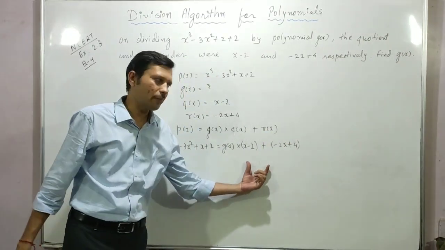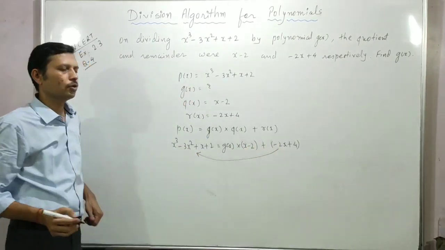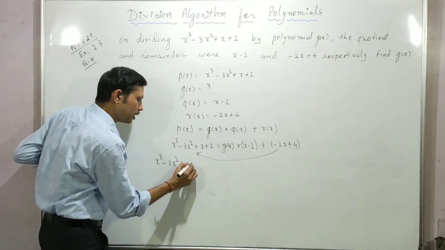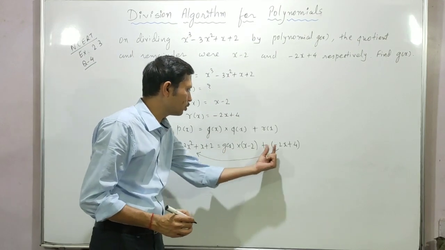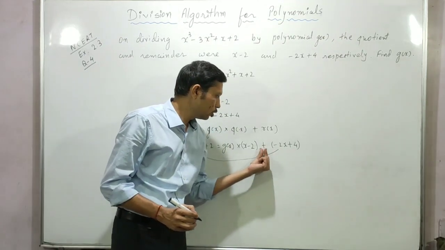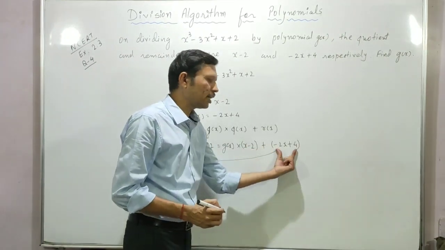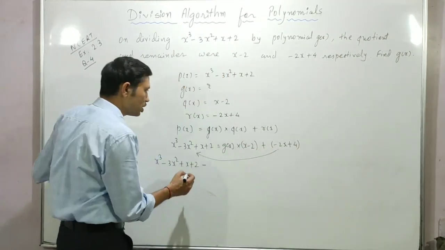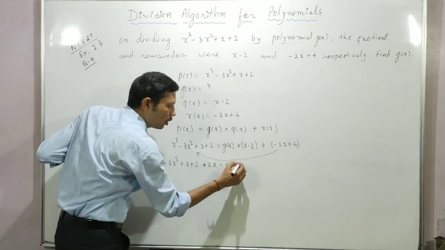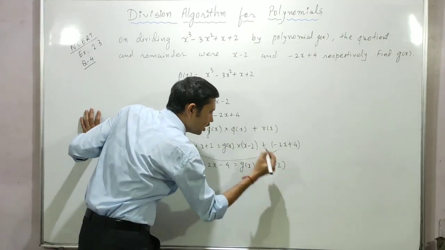So first we will do the simplification of this. This term should be shifted here. So x cube minus 3x square plus x plus 2. Because we have to calculate g of x, we have to remove these terms from the right side, so we will shift the terms using addition and subtraction. Since minus 2x is shifted, its sign changes directly, so minus 2x becomes plus 2x, and plus 4 becomes minus 4, and on the right side we are left with g of x and x minus 2.